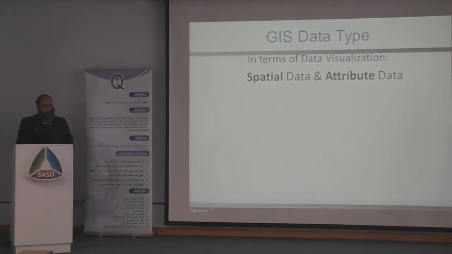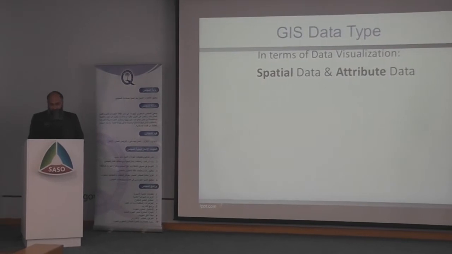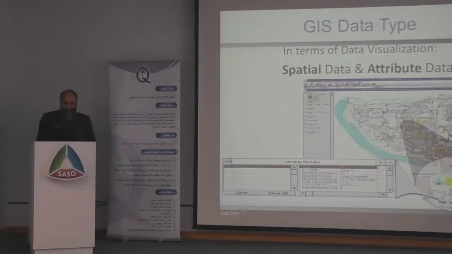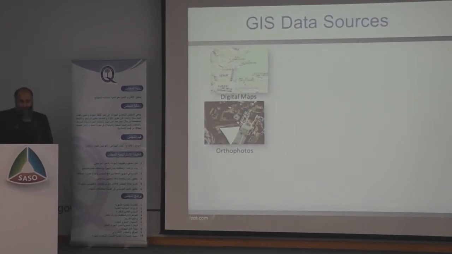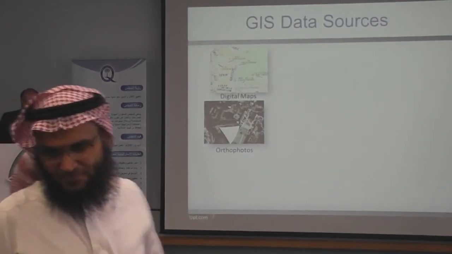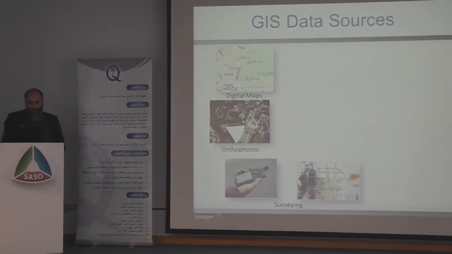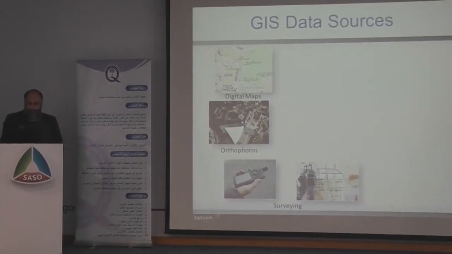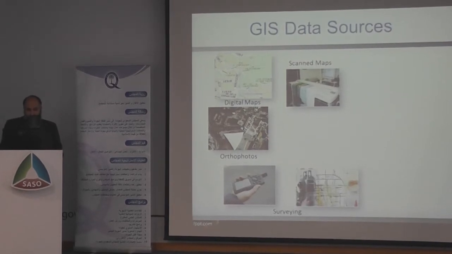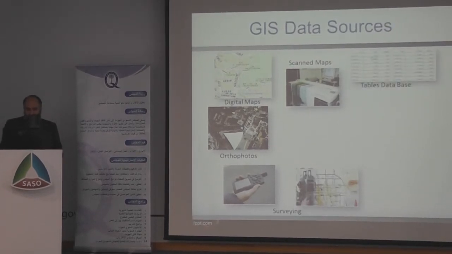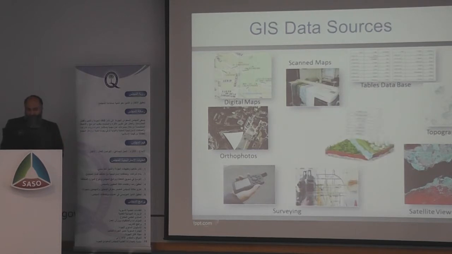There are different types of data in order for it to be a qualitative-based technology: spatial data and attribute data. The sources are diversified. There are digital maps, orthophotos, surveying can be used, and there are different surveying technologies. Scanned maps, tables or databases, topographic maps, satellite views, because they have different layers of the Earth, as we can see here.